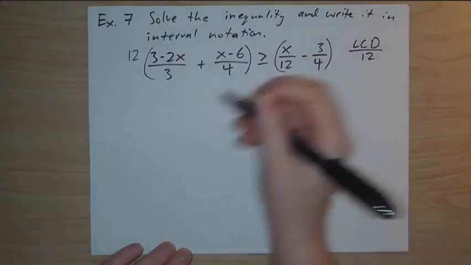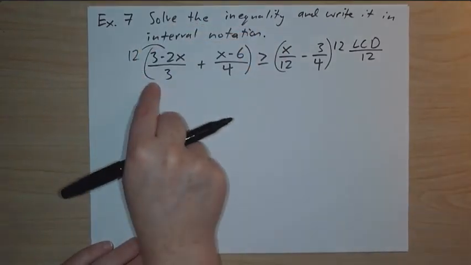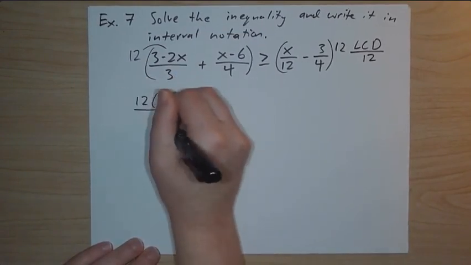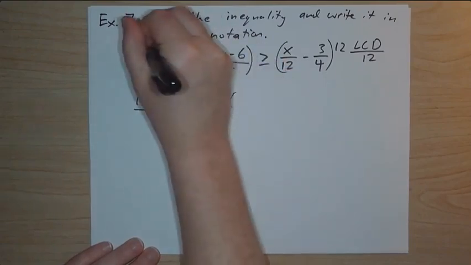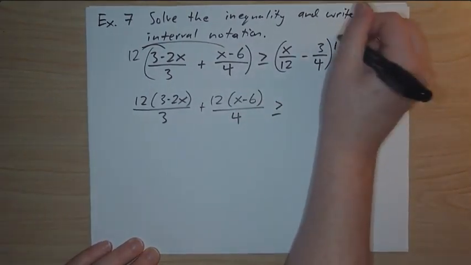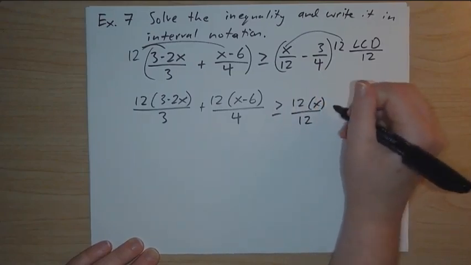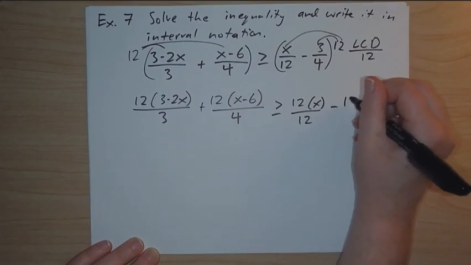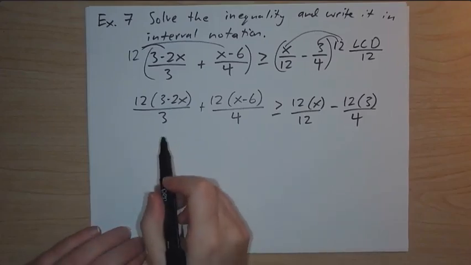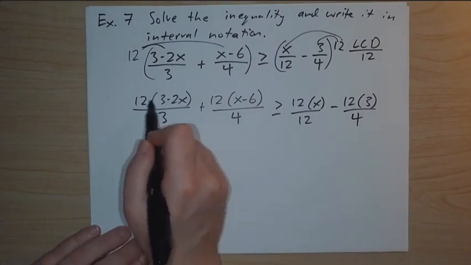So I'm multiplying our left-hand side by 12 and our right-hand side by 12. Distributing, this is the same thing as 12 times (3 minus 2x) divided by 3 plus 12 times (x minus 6) over 4 is greater than or equal to 12 times x over 12 minus 12 times 3 over 4. Now we're going to simplify this a little bit. We don't need to distribute this quite yet because it's already sort of factored.